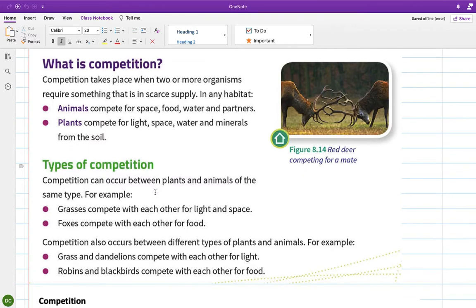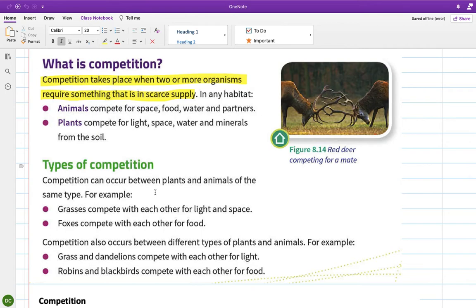So the next thing here is competition. Okay, so we said previously that the animals or plants that are most well adapted to their habitat will do the best when it comes to competing for resources. Okay, so competition is literally what it sounds like. It is competition for resources. So competition takes place when two or more organisms require something that is in scarce supply.